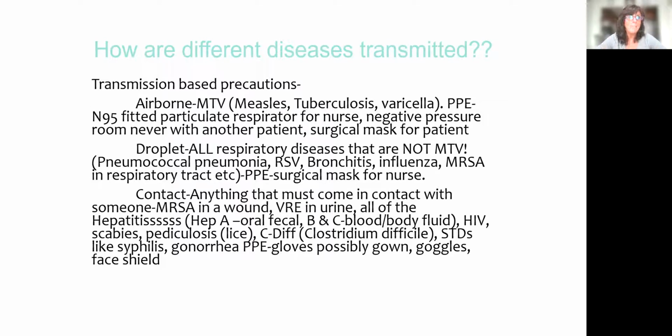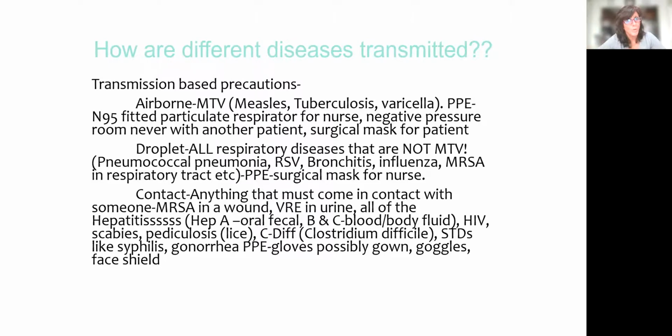Okay. So what PPE do we need for those airborne diseases? Measles, tuberculosis, varicella. The nurse needs an N95 fitted particulate respirator. Not a one-size-fits-all surgical mask. It's a fitted mask. The patient needs to be alone in a negative pressure room. And what does that mean? That means that the air that's exchanging in the room is actually getting sucked out into a special HEPA filter that filters out the diseased air, right? So that it doesn't get spread into the general population of whatever facility the patient's in, okay?